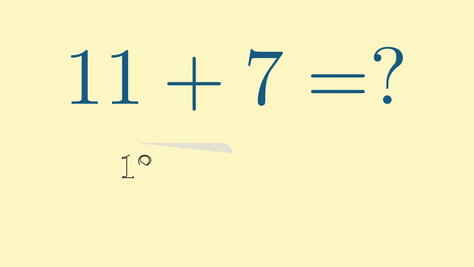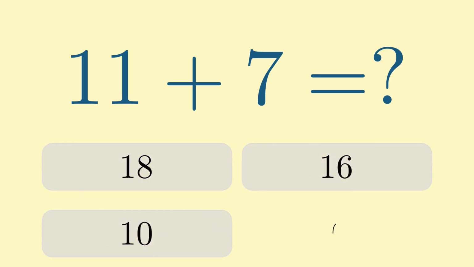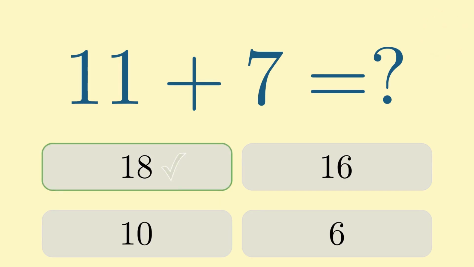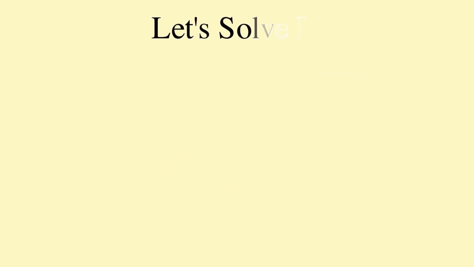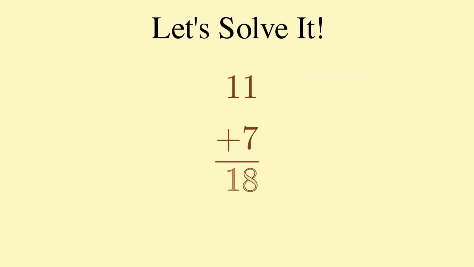Take a look at the 4 answer choices below. You have 5 seconds to choose the correct answer. 5, 4, 3, 2, 1. Time's up. The correct answer is 18. Now, let's see how we got this answer. When adding 11 and 7, we align them in column format. 11 plus 7 equals 18.